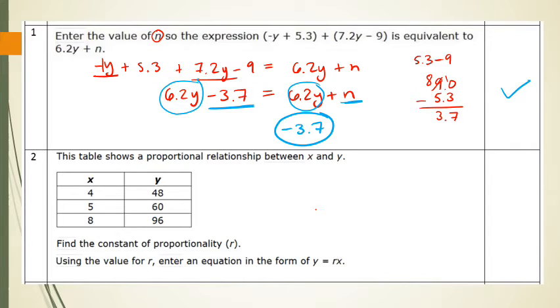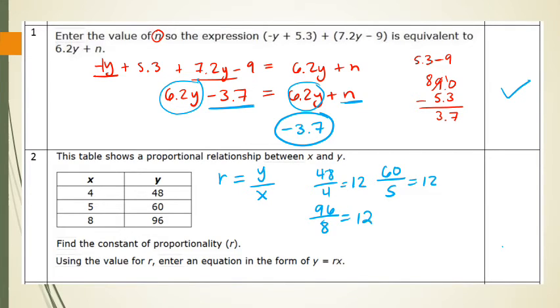The next problem asks us to find the constant of proportionality from the table and then enter an equation in the form of y equals rx, with r being the constant of proportionality. So to find the constant of proportionality, you may remember to find r, or we often called it k, we took the y values and divided by the x values. So here, if I take the y value of 48 and I divide by 4, I get 12. If I take 60 and divide by 5, I get 12. If I take 96 and divide by 8, I get 12. So my constant of proportionality is 12.